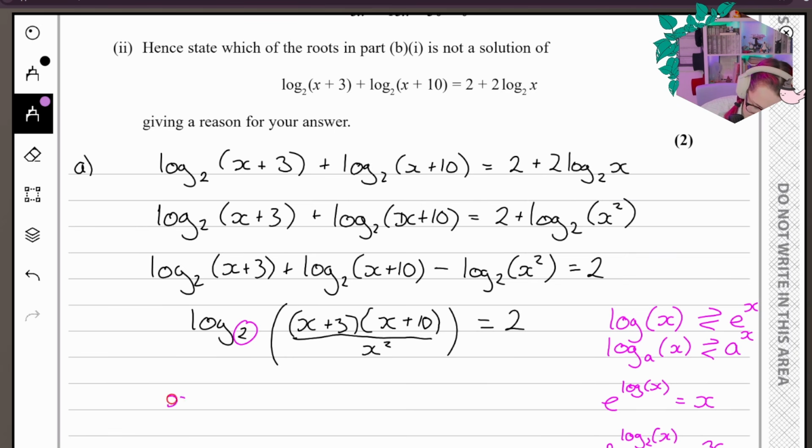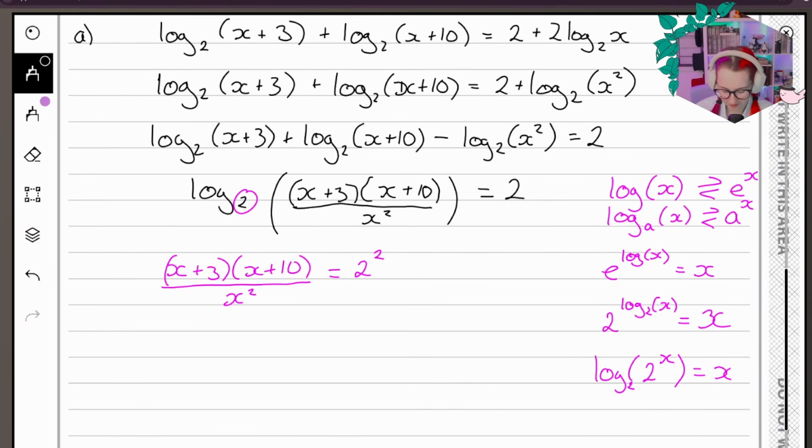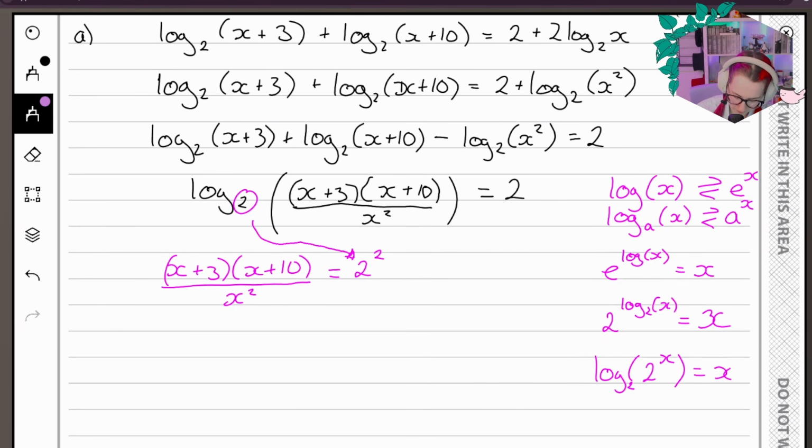So back over here, we have x plus 3 times x plus 10, and because we undo that log 2, x squared is 2 to the power of 2. Now, it's the same thing both ways, but like this, this 2 is that 2, and that 2 is that 2.